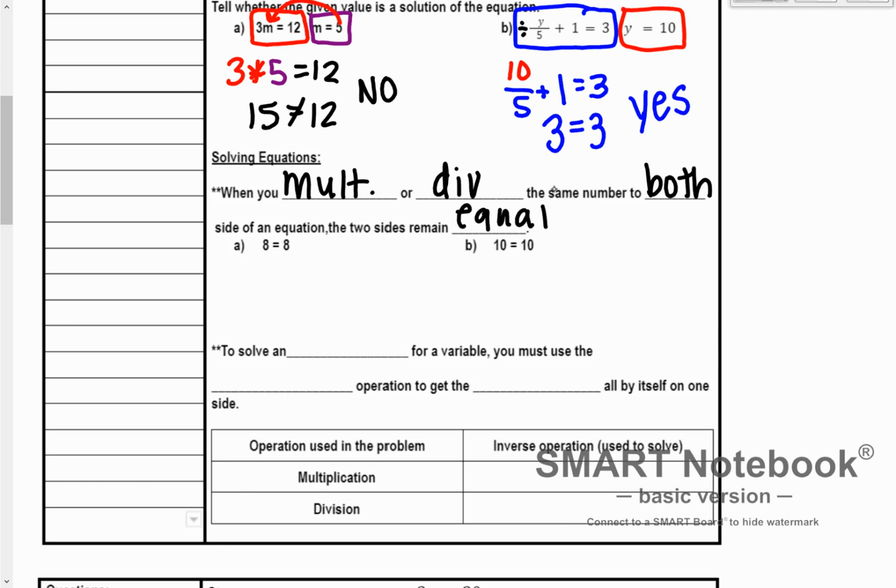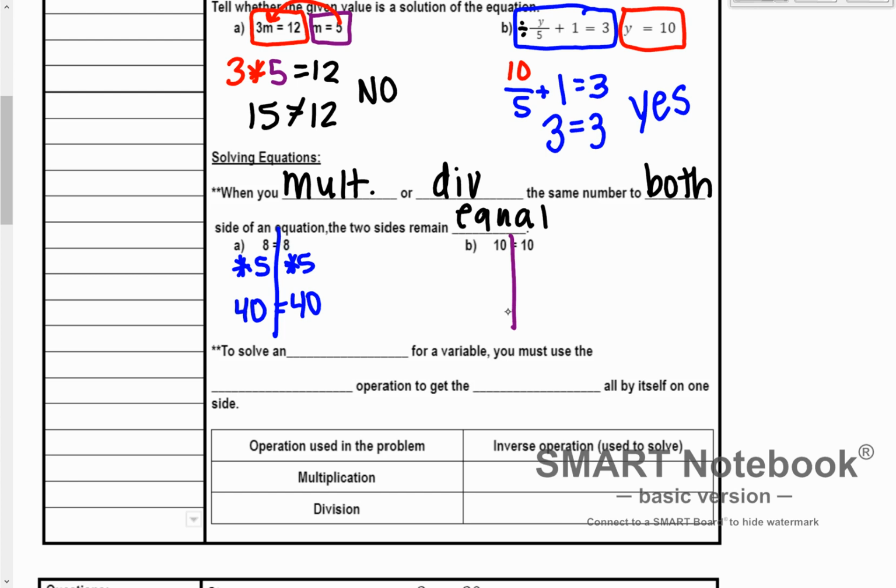And here I'm just here to prove to you that this works. Okay, so let's start with multiplying. Let's multiply by 5. 8 times 5 is 40. Now if I only do that to one side, it's going to be 40 equals 8, and 40 does not equal 8. That equation is not true anymore. So if I multiply by 5 to the left side, I have to multiply by 5 to the right side. 8 times 5 is 40. 40 does equal 40. So notice how I have to do the same thing to both sides.